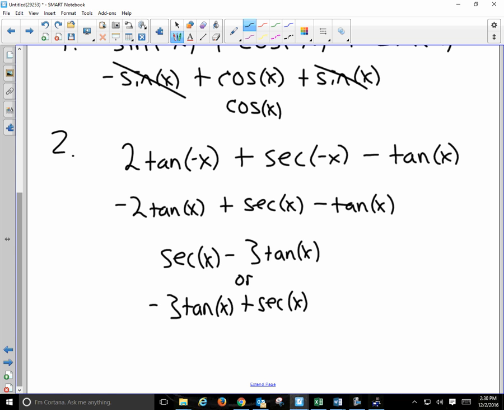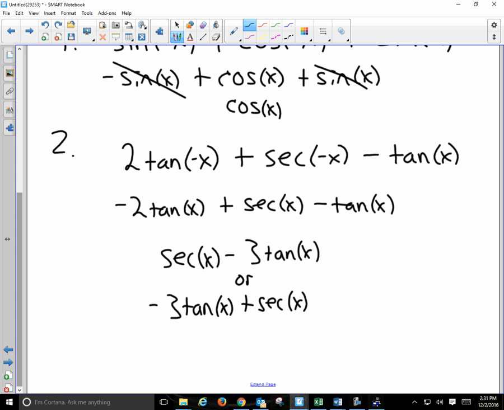Okay, so you should come up with secant minus 3 tangent, or negative 3 tangent plus secant. But make sure you get rid of the negative angles. Is that good? All right. So all I'm going to do is just add a couple problems like that to your assignment.